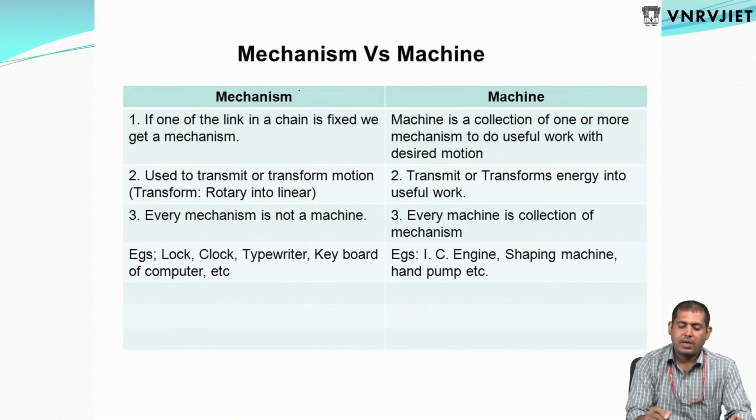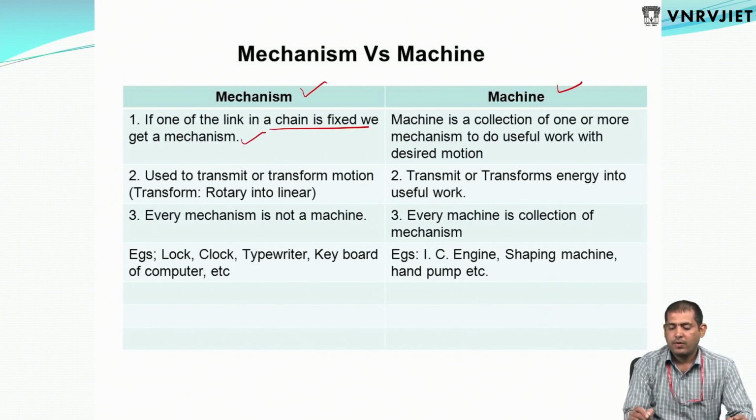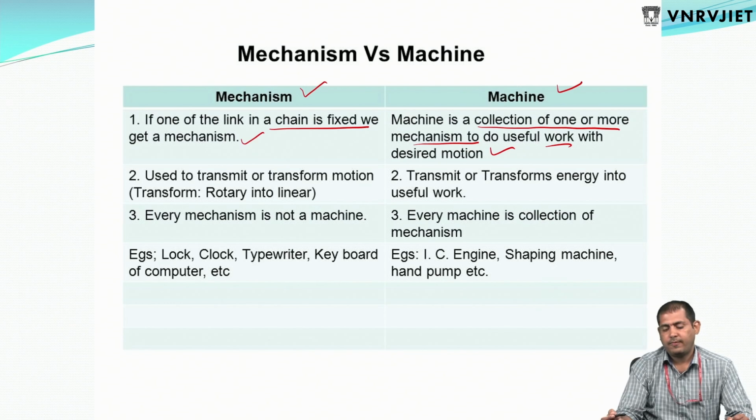Here is the difference between mechanism and machine. If one of the links in a chain is fixed, you get a mechanism. A machine is a collection of one or more mechanisms to do some desired work. It is used to transmit or transform motion from rotary to linear, or to transform energy into useful work. Every mechanism is not a machine, but every machine is a collection of mechanisms. When n number of mechanisms are there, it becomes a machine.